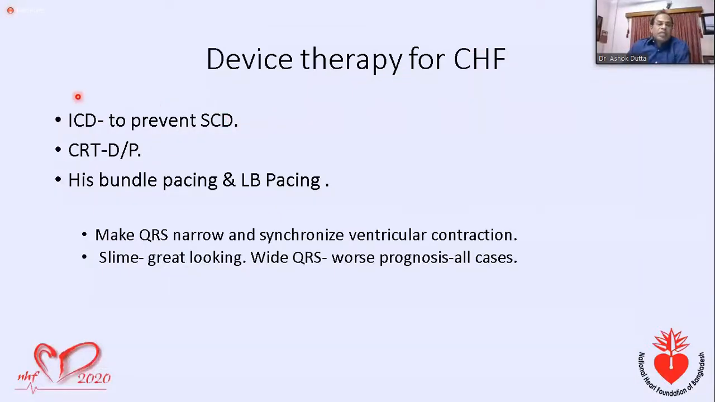So device therapy: this is the ICD, CRT-D or CRT-P, and His bundle pacing and LV pacing. ICD is to prevent sudden cardiac death in secondary prevention, or in primary prevention with ejection fraction less than 35. And His bundle and CRT pacing make the QRS complex narrow and synchronize the ventricular contraction, so more slim, better looking. A wide complex is always a bad prognostic sign in all cases. That may be congenital heart disease, valvular heart disease, ischemic heart disease, or anything.